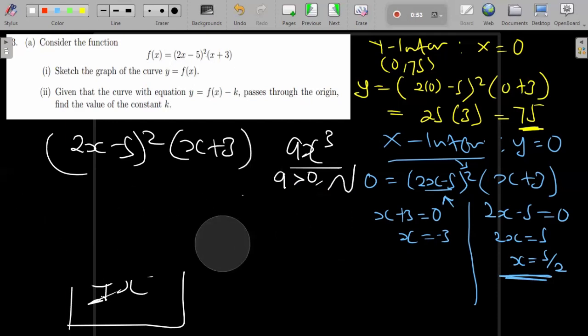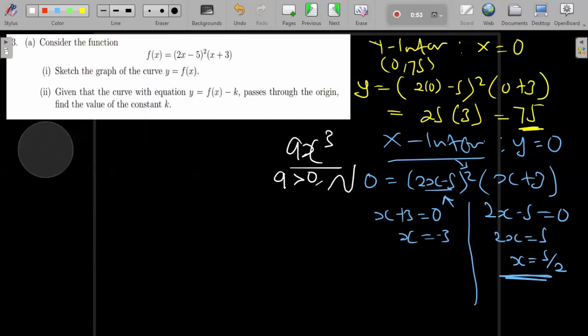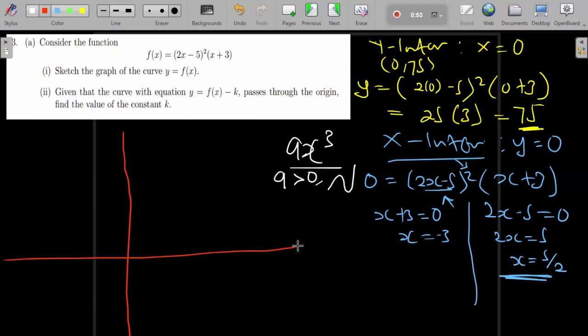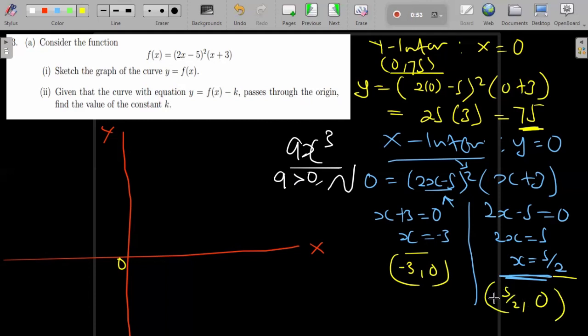So now let's sketch this curve since we have whatever we need in order to sketch. So I'm going to draw the axes here. That is the y, that is the x, and here we have 0, of course. And then let's plot the y-intercept and the x-intercepts. Remember, one x-intercept is minus 3, comma 0, because the y is 0 at the x-intercept. This one is 5 over 2, comma 0. So 5 over 2 is the same as 2.5, comma 0.